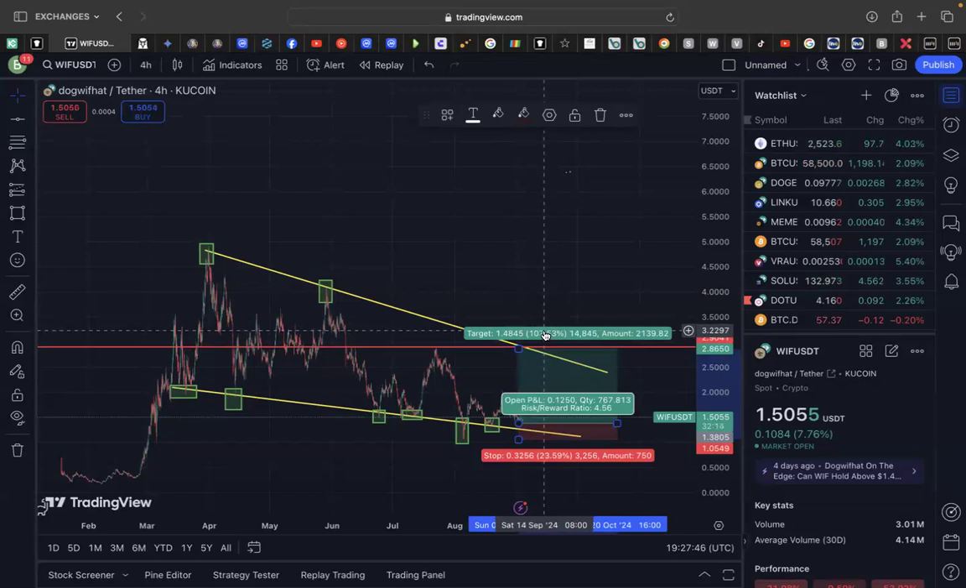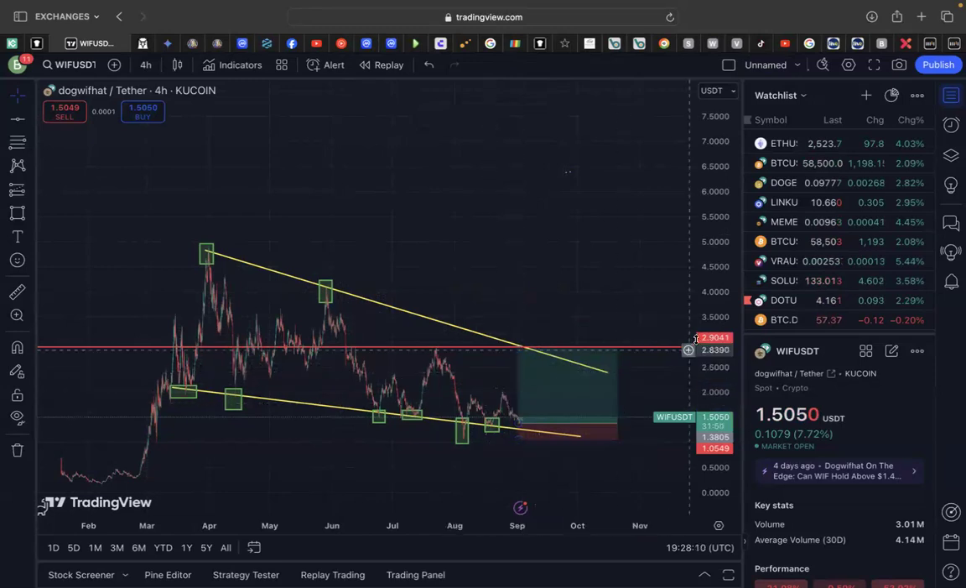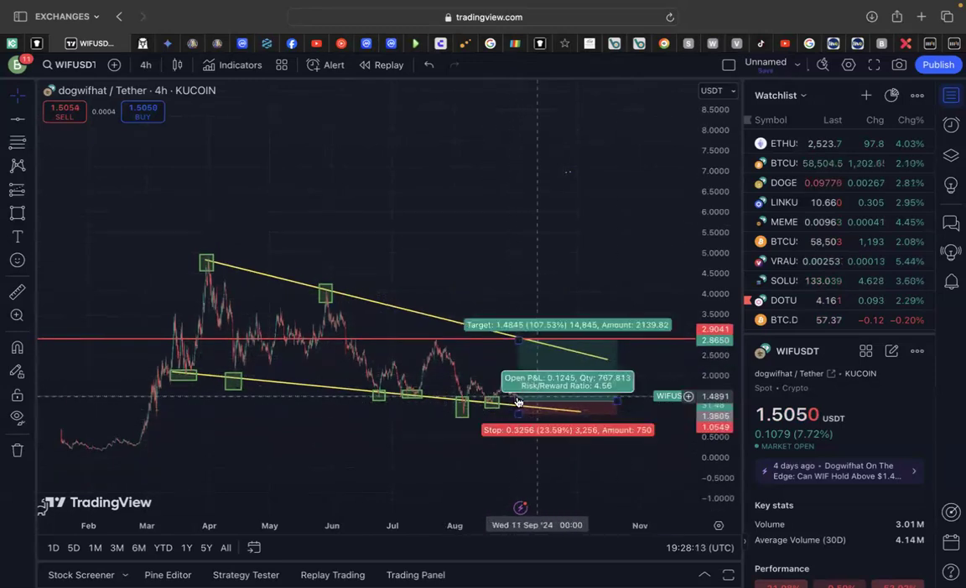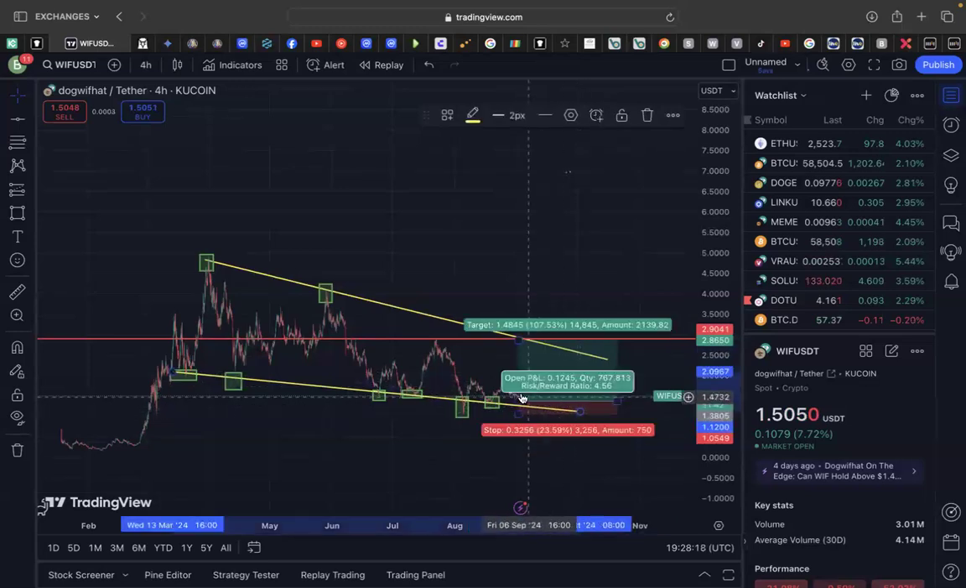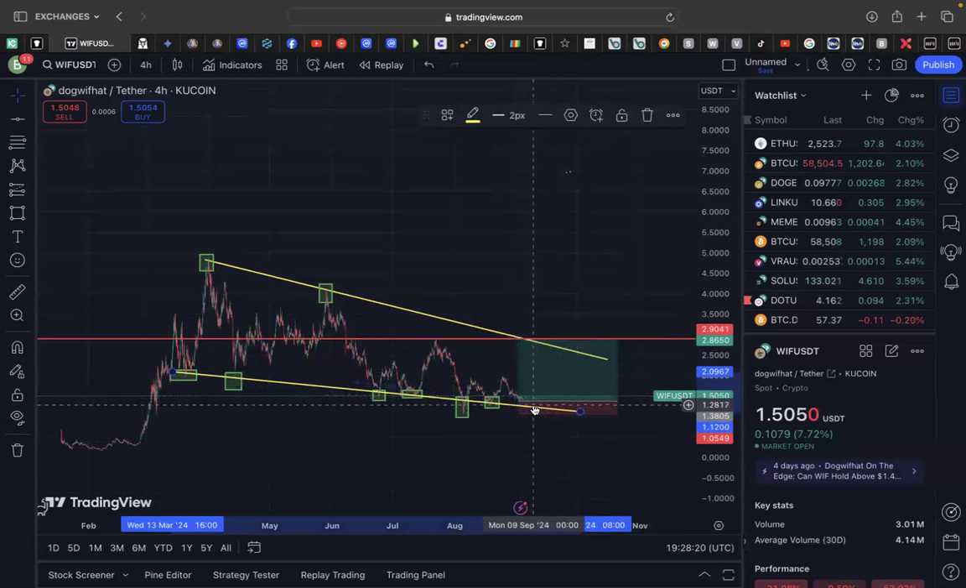So for those that are spotting and want a 100% move on spot, Dogs with a Hat is looking for a 100% move. You can enter on spot and make a decent amount of profit. The trade will only be invalid if we break below this support.